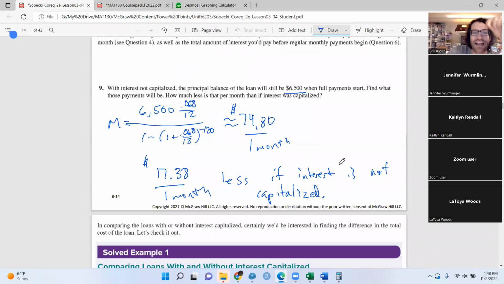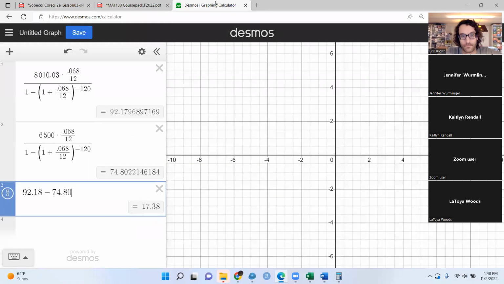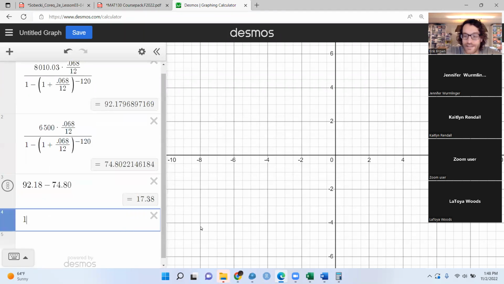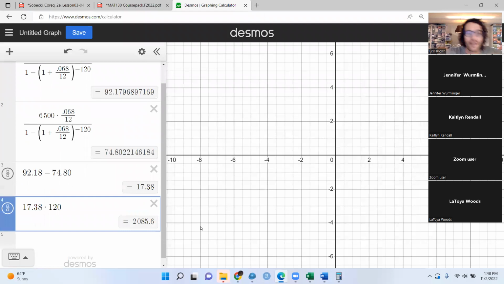So let's see how much that is actually going to save us over the length of the loan. Remember, it's 120 payments. So if we take this $17.38 and multiply by 120, we save $2,085.06 over the entire lifetime of the loan.